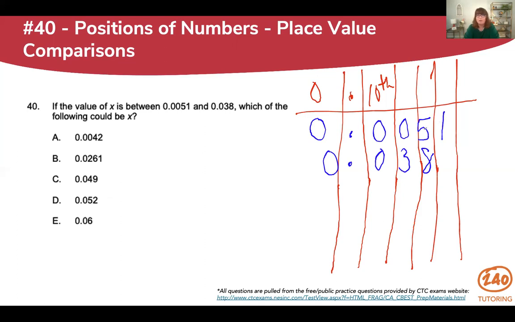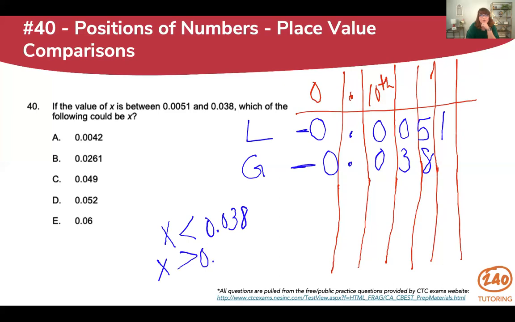It is not, because that 5 is way back here in the thousandths place, and we have to compare left to right. So this 3 is greater than this 0, so that makes this the greater number, and this is the less number. So we need X to be in between those. So we need it to be less than this one, but greater than this one. So it's got to be in between those, okay? So X is going to be less than 0.038, and it will be greater than 0.0051.